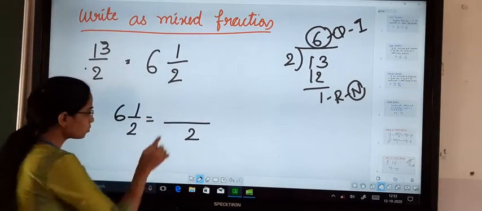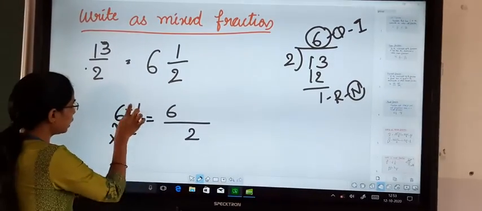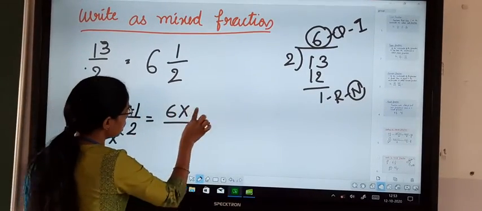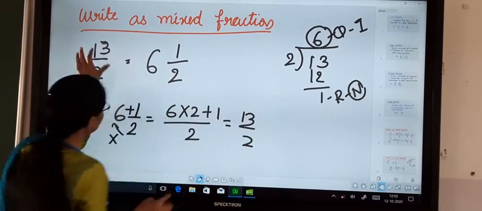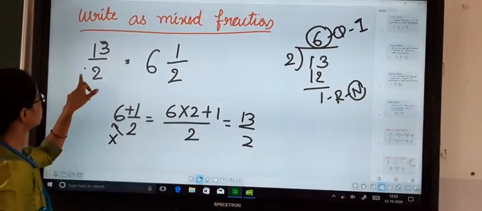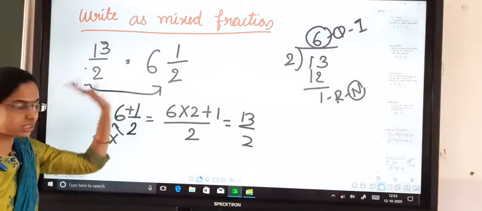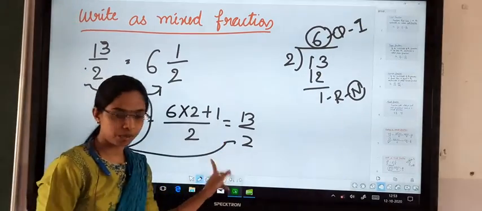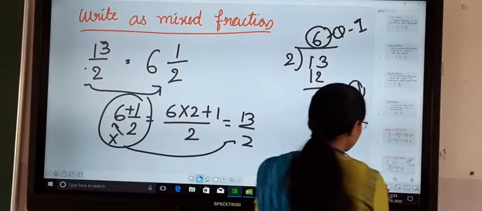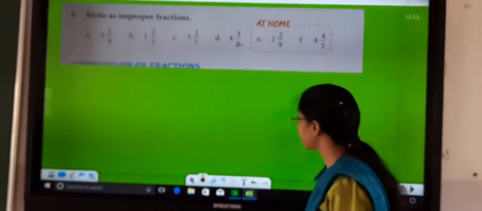the same. You will multiply here. This is a mixed fraction. You will add here. 6 2s are 12 plus 1, 13 by 12. Same answer you got. So this is how you convert the improper fraction to a mixed fraction and the same mixed fraction to the improper fraction. Clear? So based on this, let us solve the exercise part.